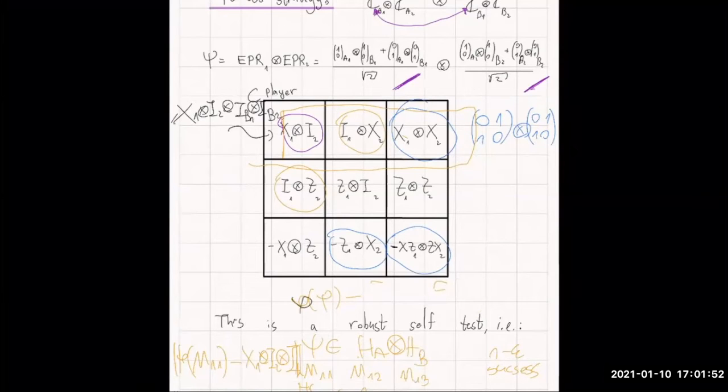So the point is that after isometry, the state is very close to EPR.